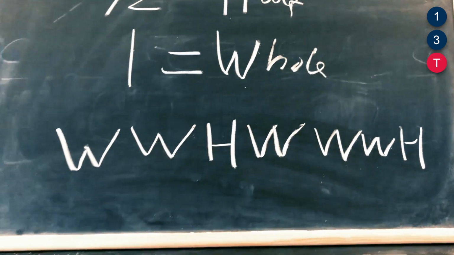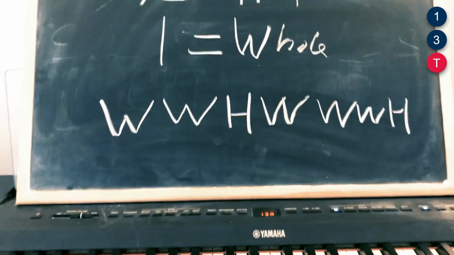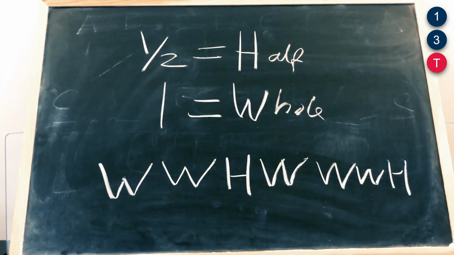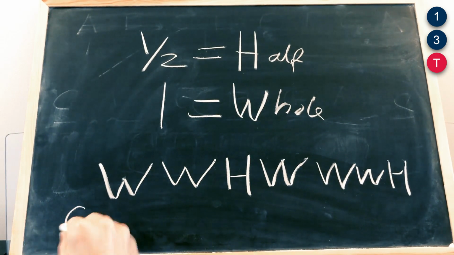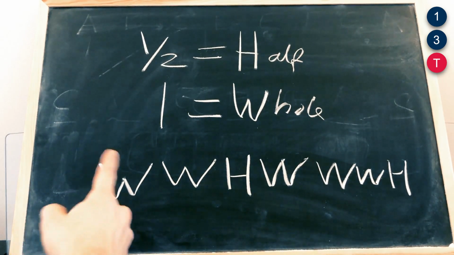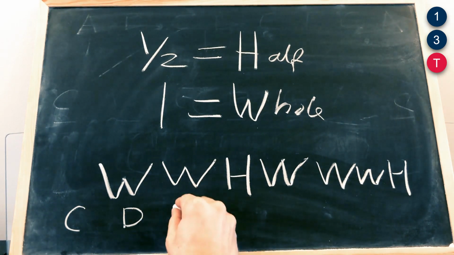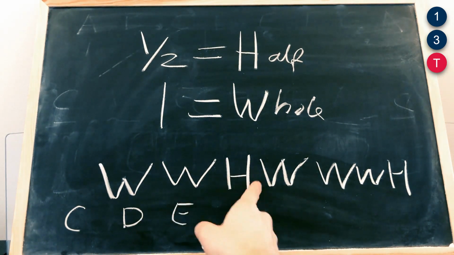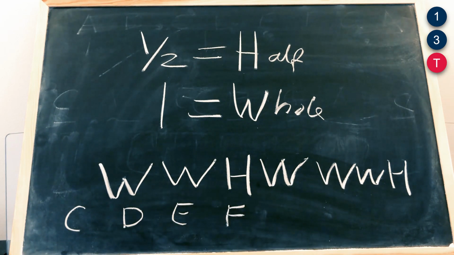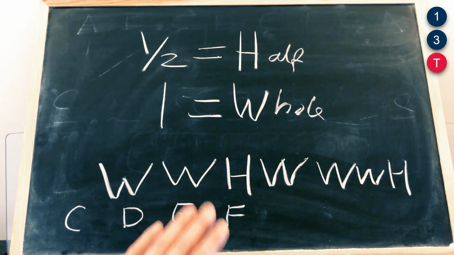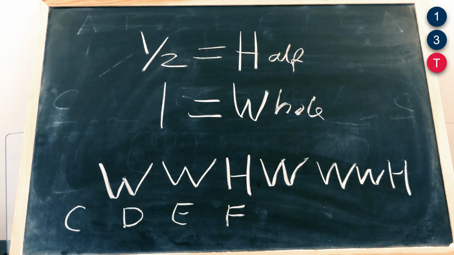Let's zoom out a little bit. You can simply start on any note, let's say C, and then add a whole note, so we end up on D, add a whole note, so we end up on E, add a half note, so we end up on F, etc. And we can do that, and we will always end up on a major scale.